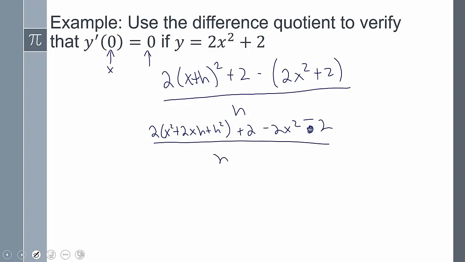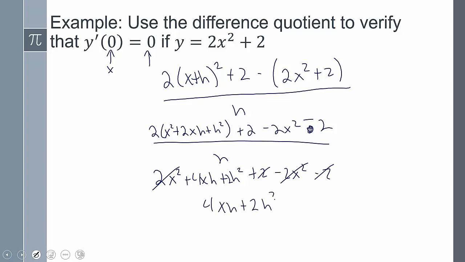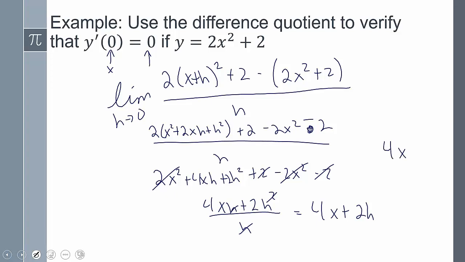That's all over h. Distributing the 2 through, you get 2x squared plus 4xh plus 2h squared plus 2 minus 2x squared minus 2. The 2x squareds cancel out, the 2's cancel out, so you get 4xh plus 2h squared over h, and h from each of the terms cancel out, and so you get 4x plus 2h. So now we said it's the limit as h goes to 0. So now I have to plug in 0 for h. So I'm going to be left with 4x.